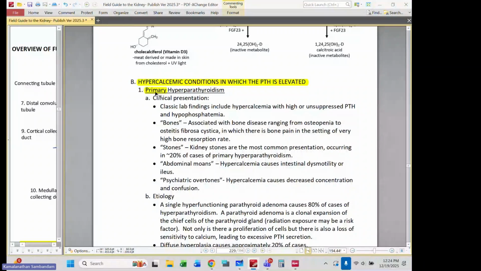This is a situation in which you have hypercalcemia and a PTH which is elevated or at least inappropriately normal, right? You should see inhibition of PTH release as a normal response to hypercalcemia.